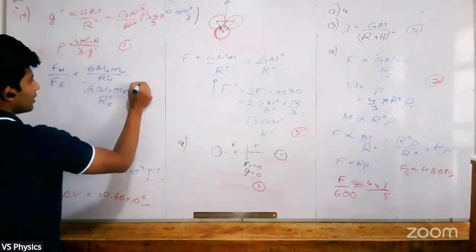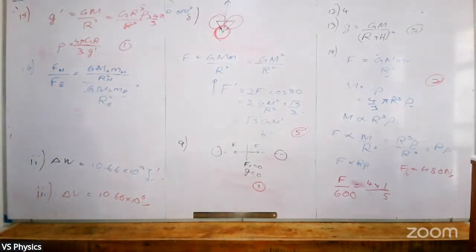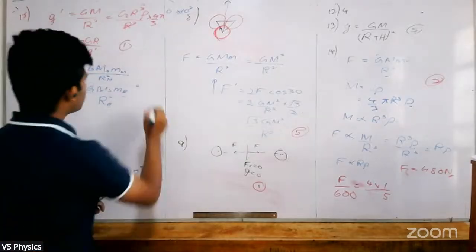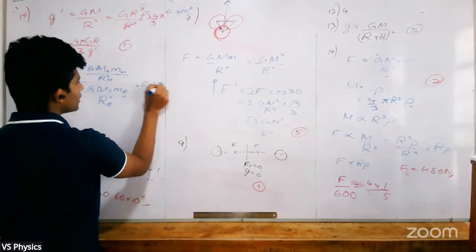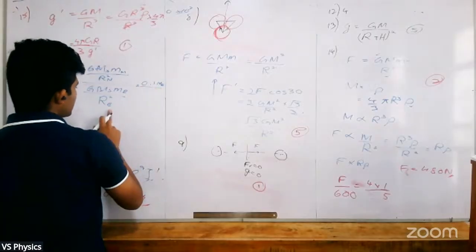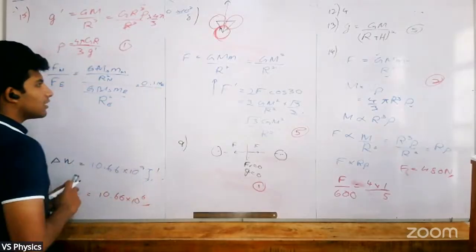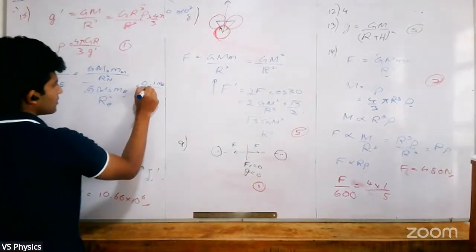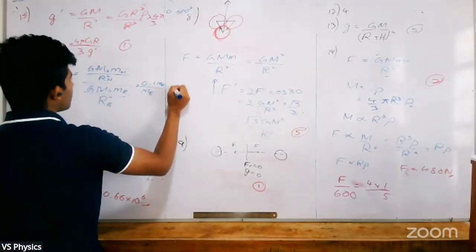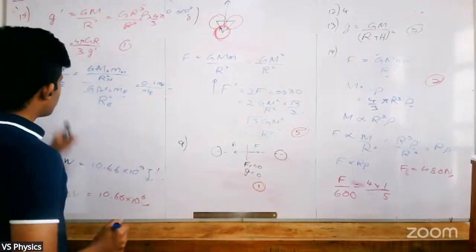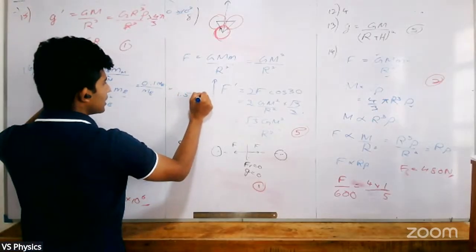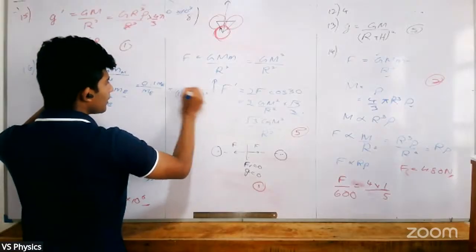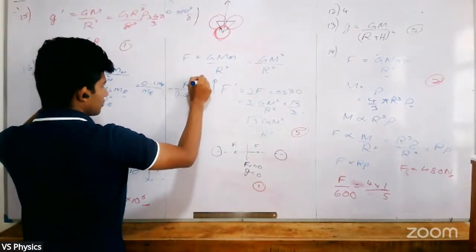The G and the mass of the Sun get cancelled. We are left with mass of Mars is 0.1 times mass of Earth divided by mass of Earth. Radius of Mars is 1.5 times radius of Earth.